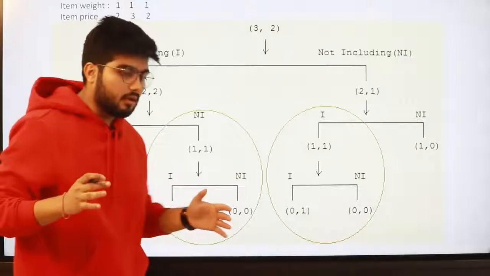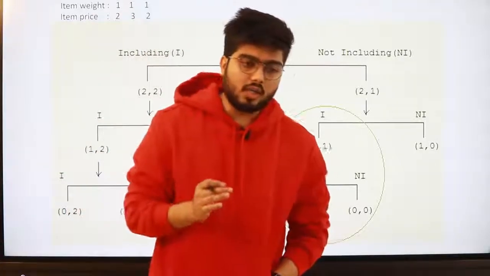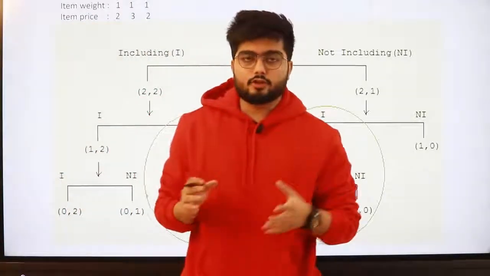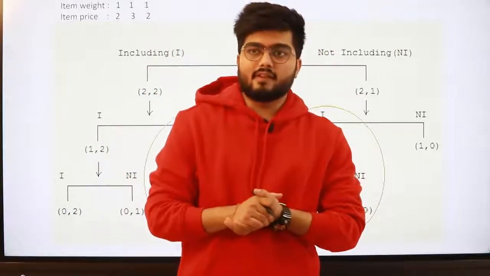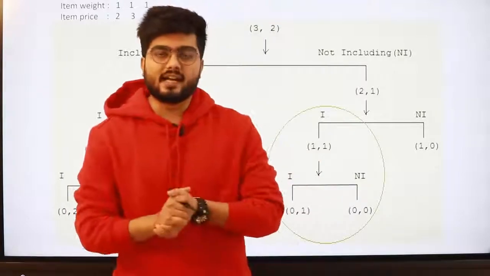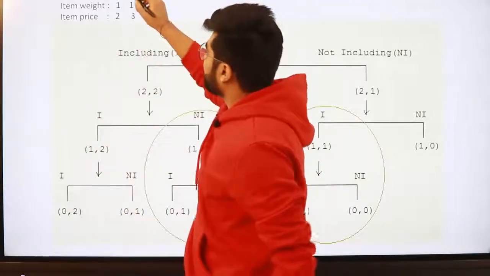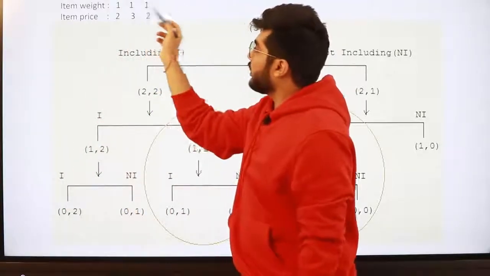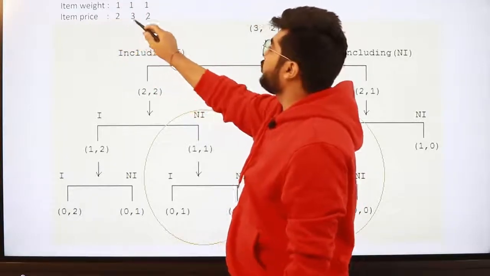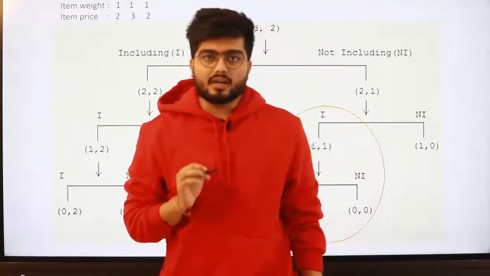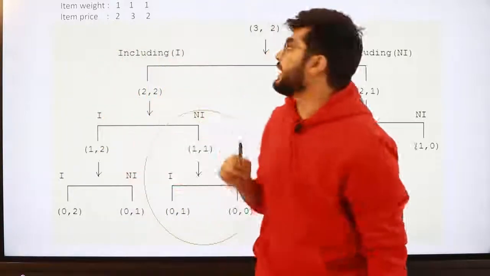Okay, so we have coded it. Now I'll try to show you that there are redundant calculations and why we went to a new technique of storing the values. So let's take an example. We have item weights as 1, 1, 1 and item prices as 2, 3, 2. We are going to draw a recursion tree for this particular example.